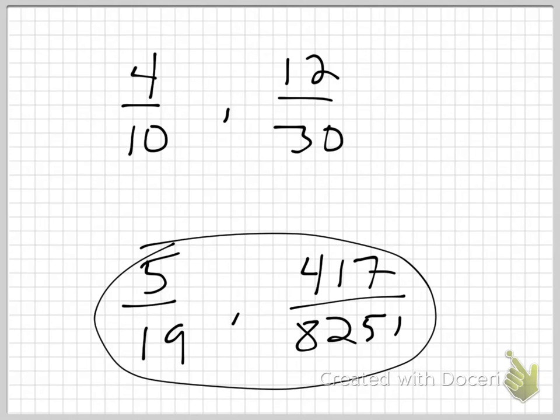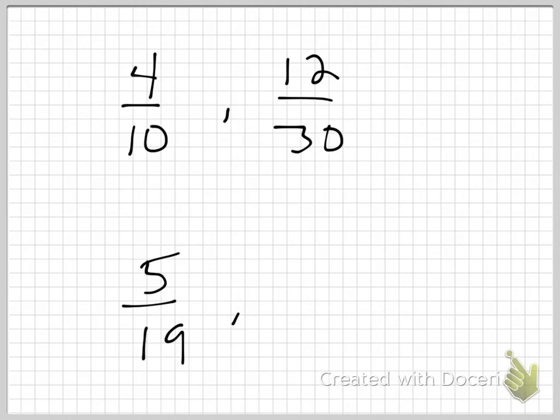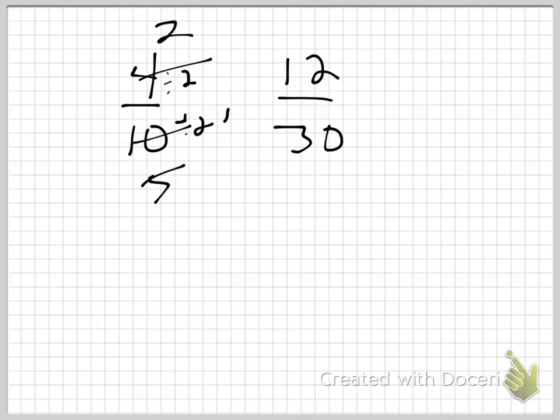Another way of telling whether or not something forms a proportion, you ready? Is you reduce both of them. If when they are reduced, they're the exact same fraction, they form a proportion. If they do not, then they do not form a proportion. Let's look. Can 4/10 be reduced? Yeah. To what? 2. So you divide this by 2, divide this by 2. This becomes a 2, this becomes a 5.